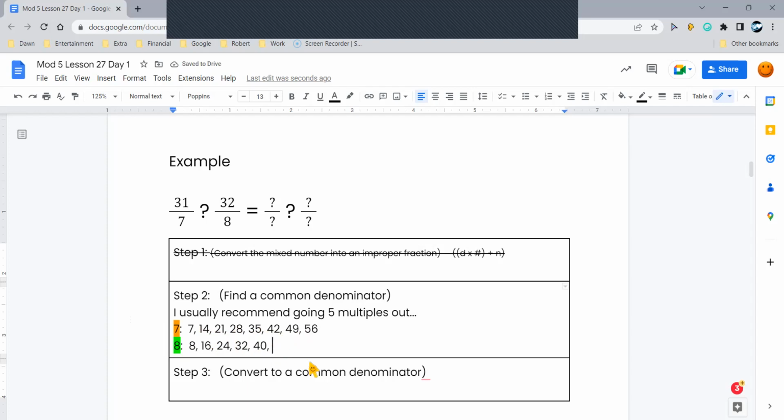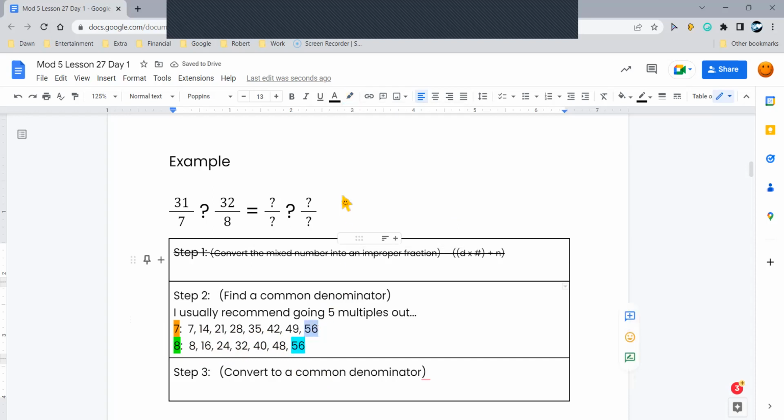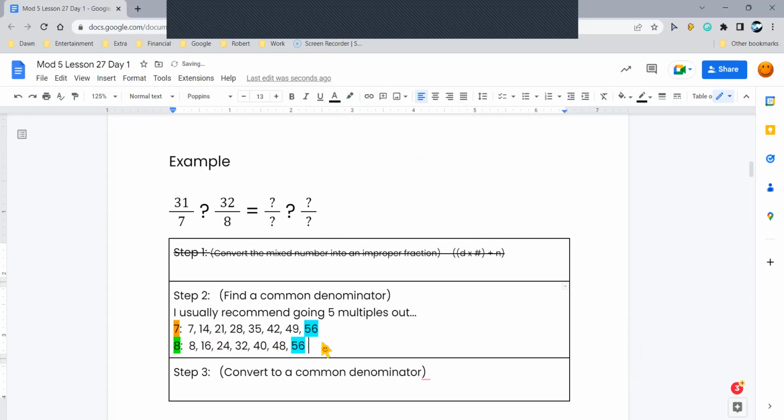So we do 40, 48, 56. 1, 2, 3, 4, 5, 6, 7. So sometimes our least common multiple is the number multiplied by itself. So I'm going to go ahead and highlight my 56 because that's my least common multiple.